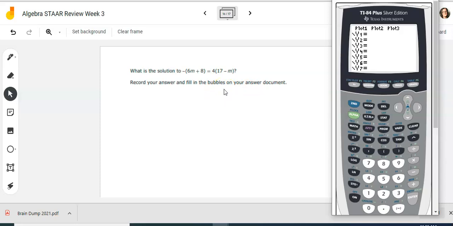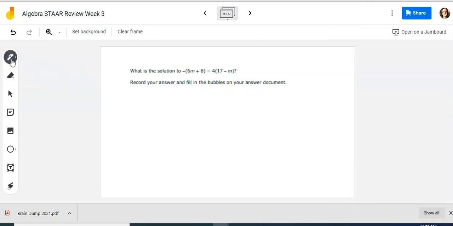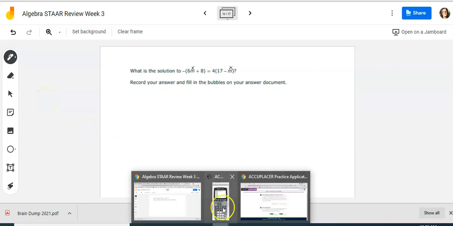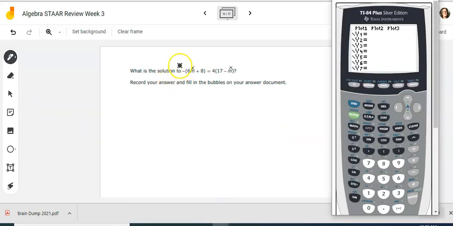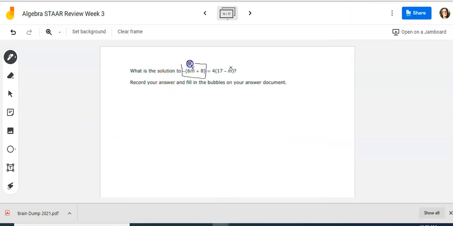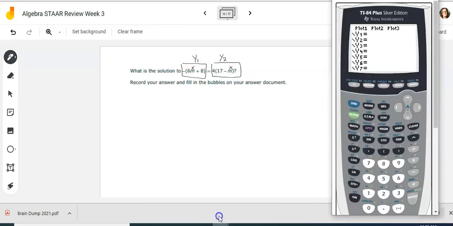Well, here's what you can do. First of all, if I'm going to graph this, I don't want m's. I'm going to replace m's with x's. Okay? So anytime you know you're about to graph something, if the variables are not x's, change them to x's. So here is what you do when you're solving an equation. The left side of the equation goes in the y1. The right side of the equation goes in the y2 of your graph.